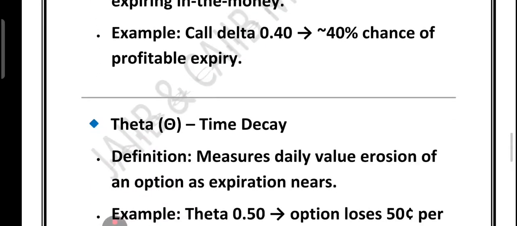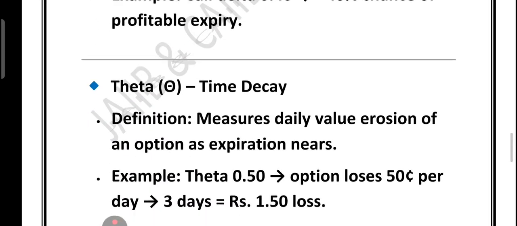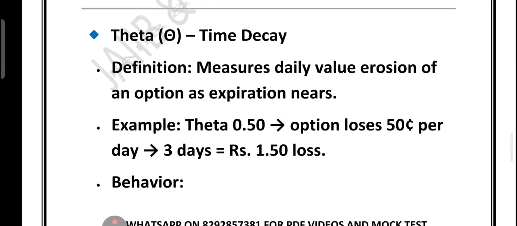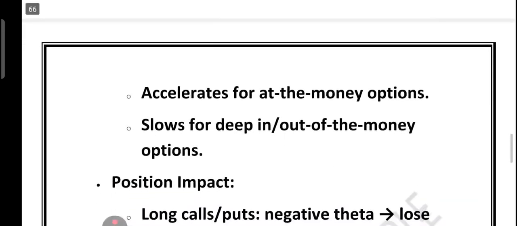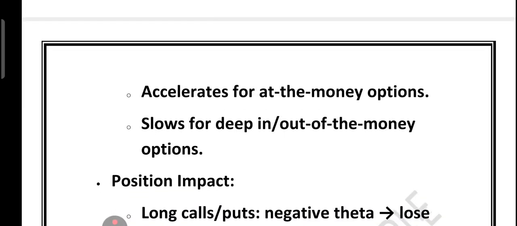Please remember, there is something called theta. Theta is called time decay. Theta measures how much value an option loses each day as it gets closer to expiry. For example, theta 0.50 means the option loses 50 paisa per day. So in 3 days it will lose 1.50 rupees. If it is at the money, time decay is much faster, and if it is out of the money, it is a slower decay.